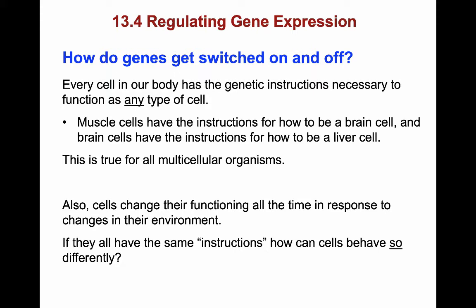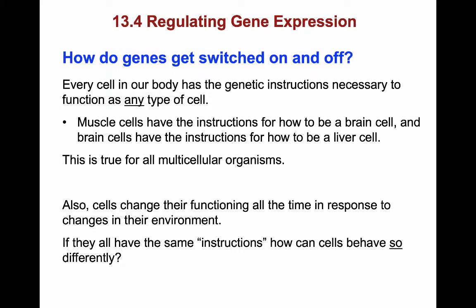This is true for all multicellular organisms. I'm looking out at the trees right now, and the few leaves that are left on the trees, those leaves have the genes in their nuclei for how to be a cell in the stem of the plant or in the root of the plant. So this is true for all multicellular organisms. And so on a moment-to-moment basis, these cells have the instructions for how to be any type of cell in the body of the organism.